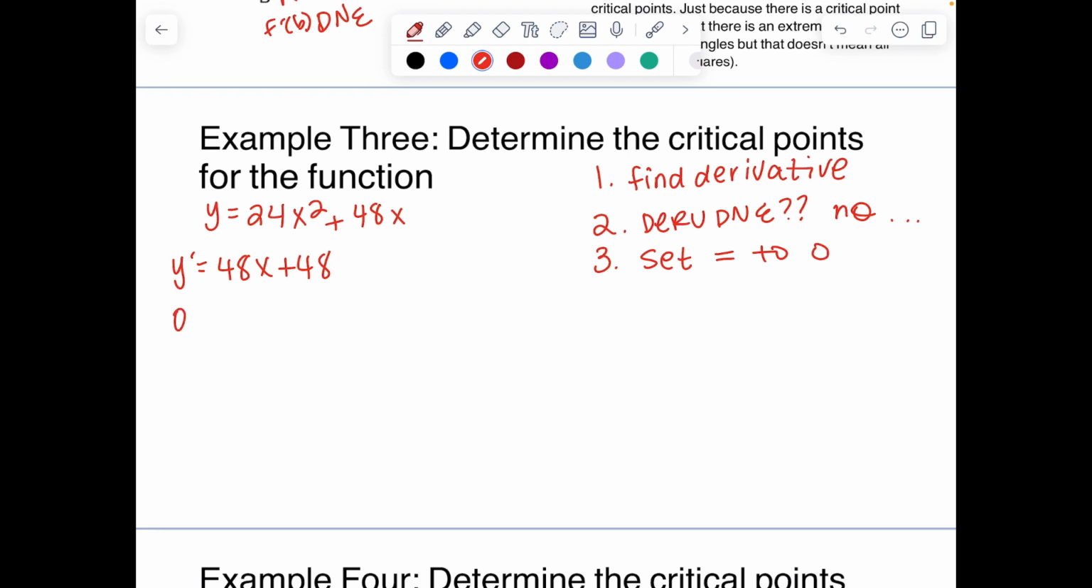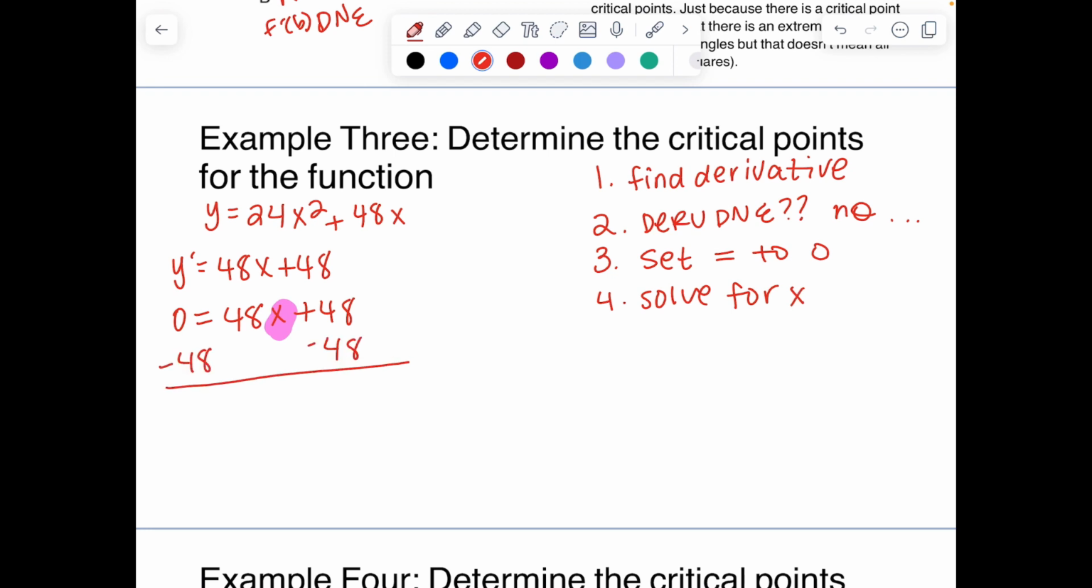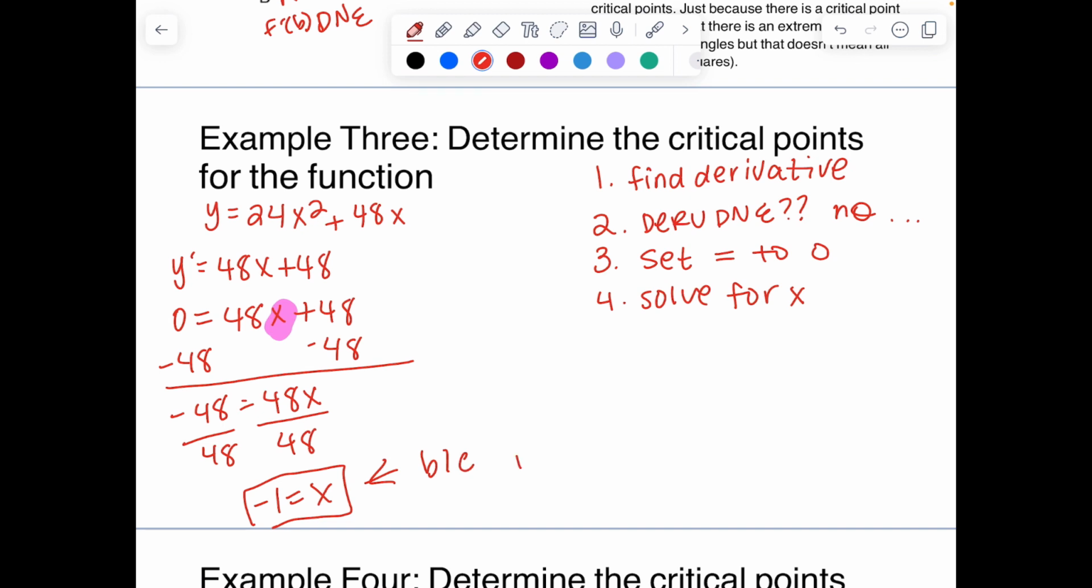So I'm going to do 0 equals 48x plus 48, and then I'm just going to solve for x. That's my step 4, solve for x. I'll subtract 48 on both sides, and I'll get negative 48 equals 48x. I'll divide by 48 on both sides, and we'll get negative 1 equals x. And so we have an extrema at negative 1 because f of negative 1 equals 0.